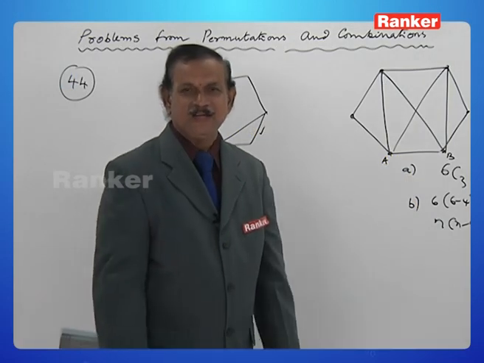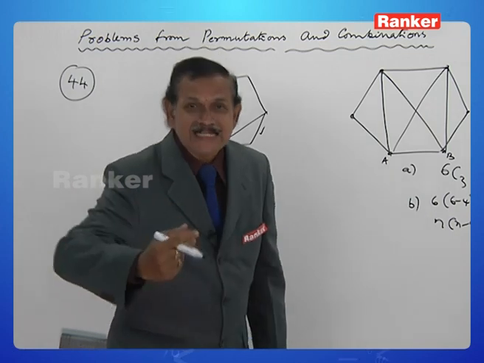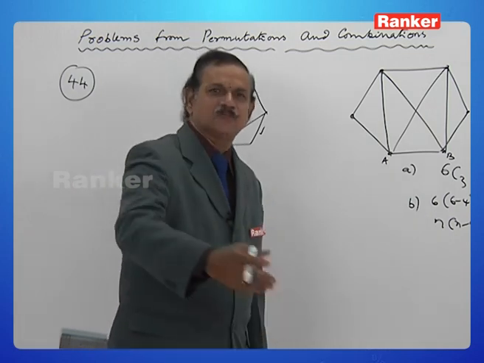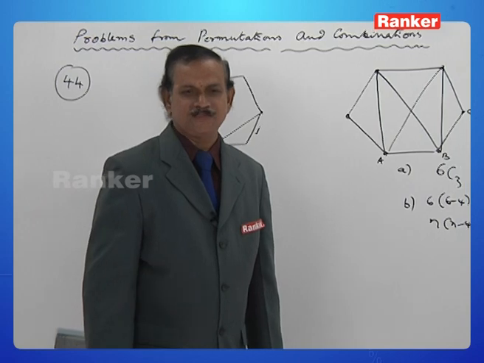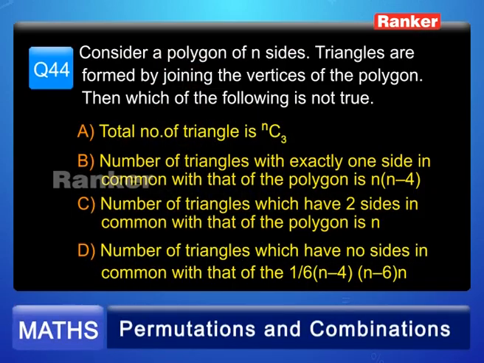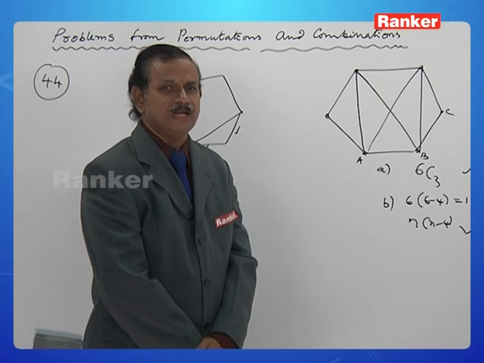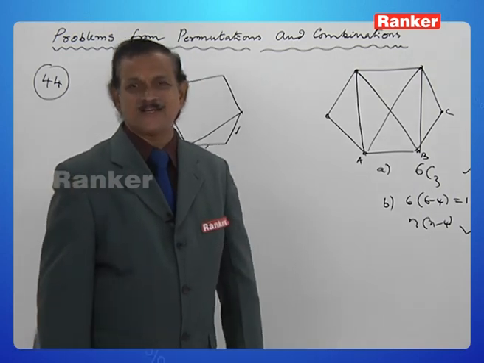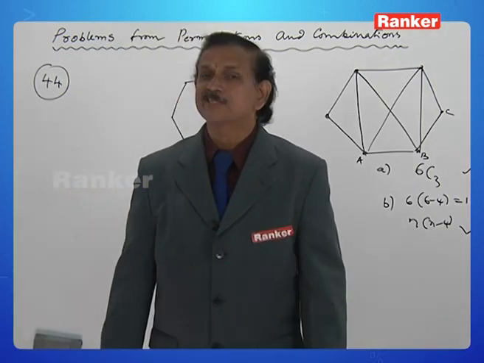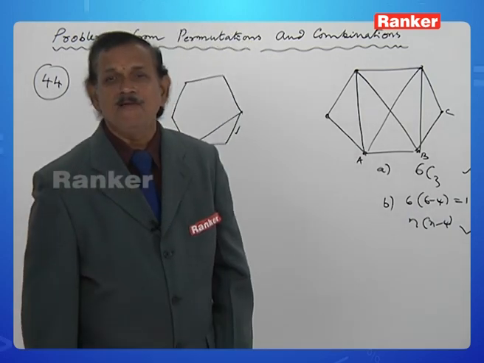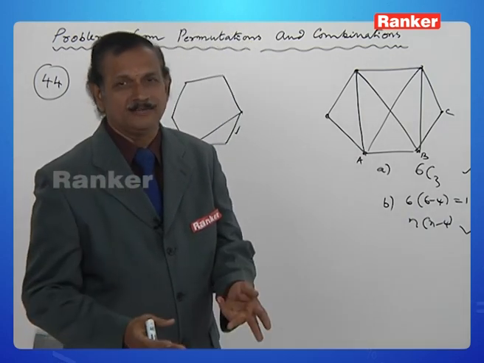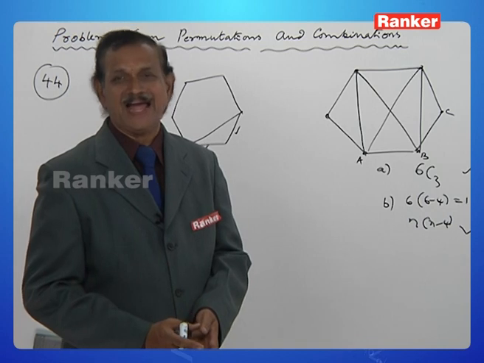The question is over. But of special interest is the case to go through the fourth option. What is the fourth option? Number of triangles which have no sides in common with that of the polygon is... He has given one particular answer. Our logic has said that it is incorrect. Then what is correct? Let us know. That becomes another formula that can be thrown into our knowledge bank.